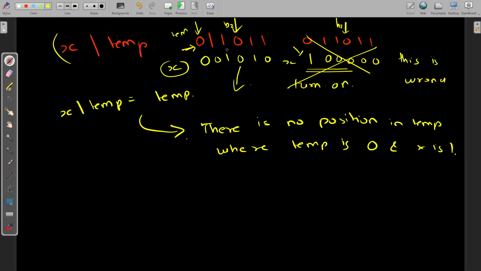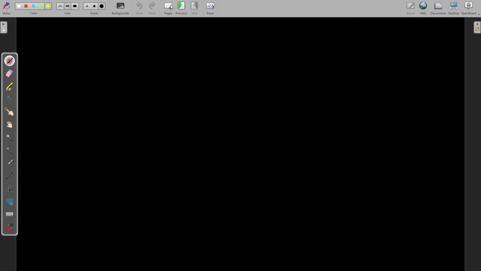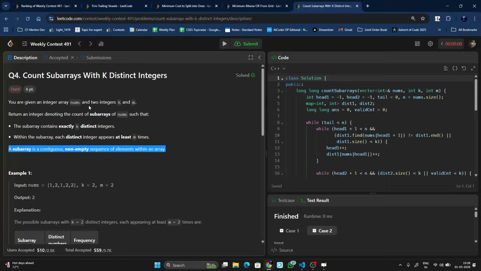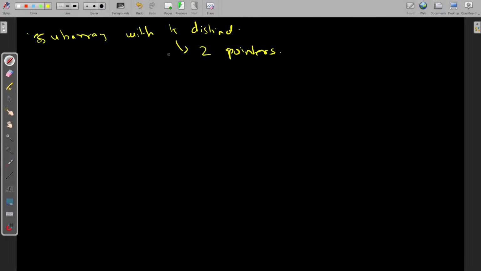In fact, you might have already heard this problem, right? Subarrays with k distinct integers. This is a fairly standard problem which many of us have solved using two pointers. Give me a +1 in the chat if you have solved this particular problem. Subarray with k distinct elements. Ignore this frequency condition, just the subarray with k distinct elements. I guess most of us have solved this particular problem using two pointers.